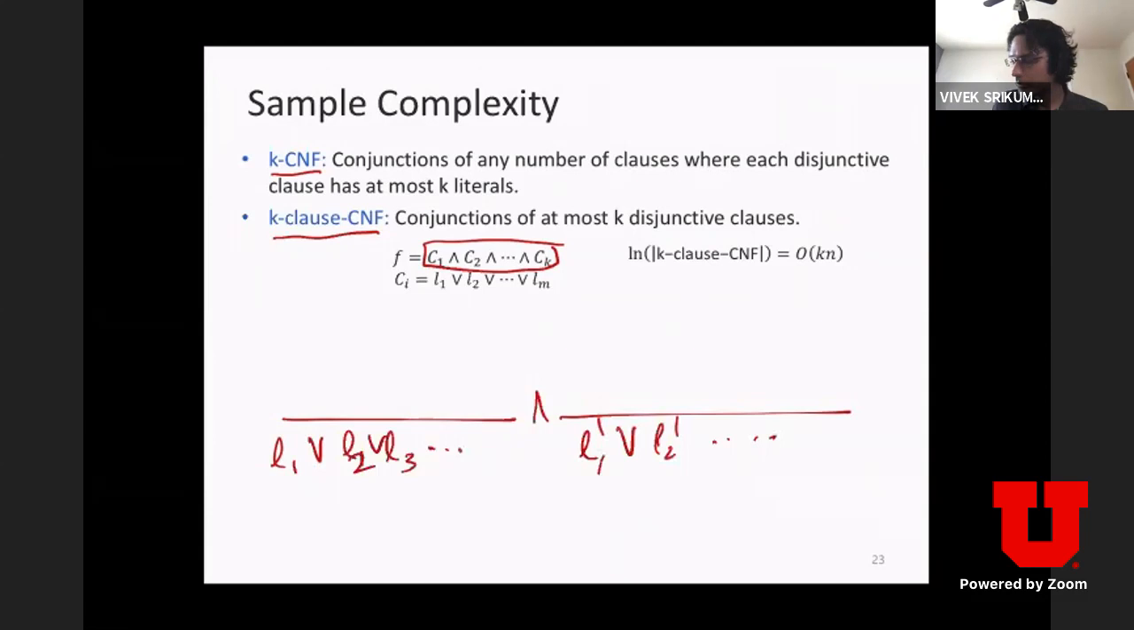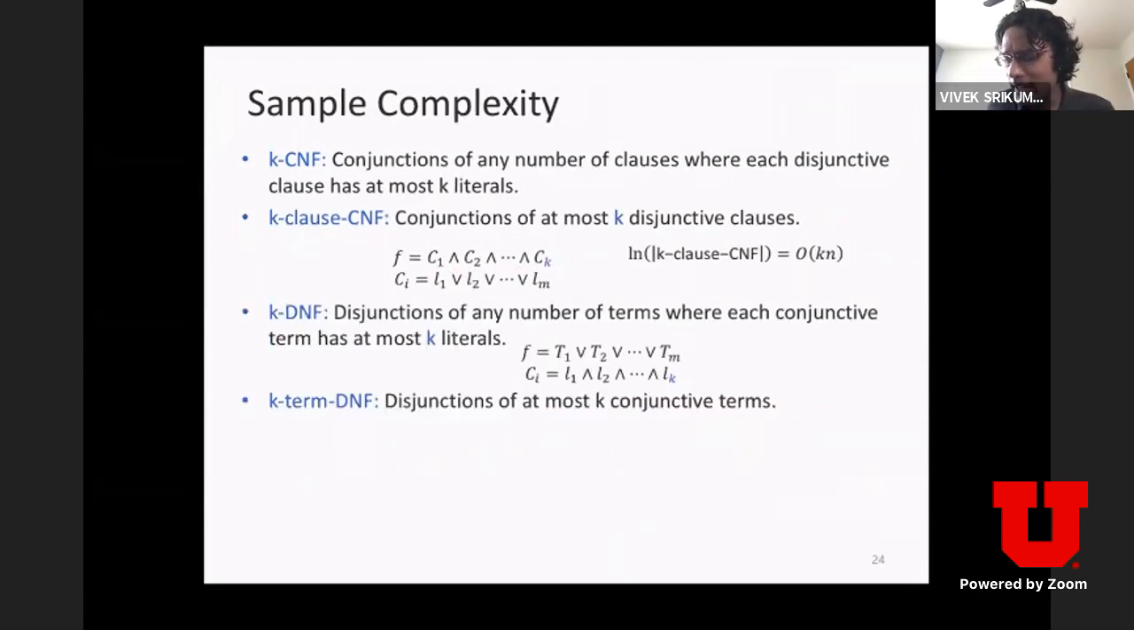And so on. So this is a K-class CNF, and I want you to think about how many such functions there are. The log of the size of this thing is order of kn, it turns out. And then there are KDNFs, where you just swap the AND with OR in the KCNF definition.